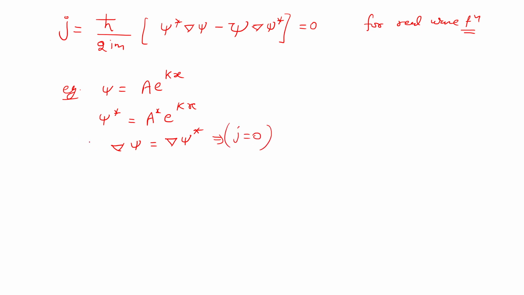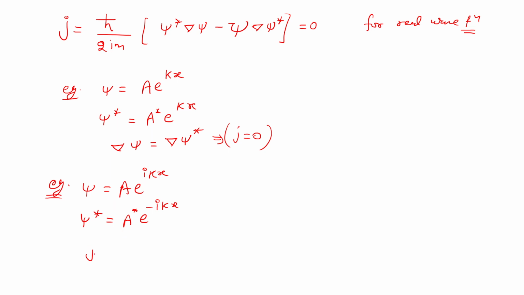But for any other function which is not real, suppose we have iota in place of only kx, so psi star will now be different, exponential of minus iota kx. And that small difference is enough to make J non-zero. So for J, we have to calculate del psi and del psi star.